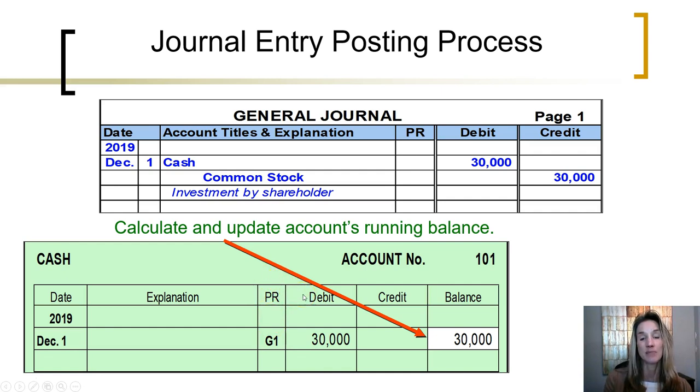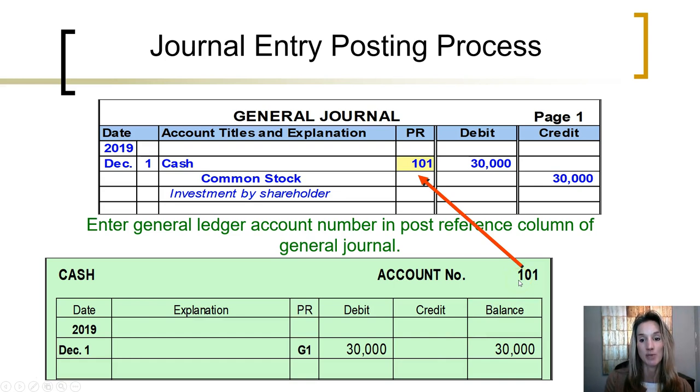We then need to update the balance. A debit will increase a cash account. Asset cash is increased $30,000. It did have no balance because this is the first entry into this account, so it was zero. The debit increased the cash account. So after that debit was posted, cash now has a debit balance of $30,000.